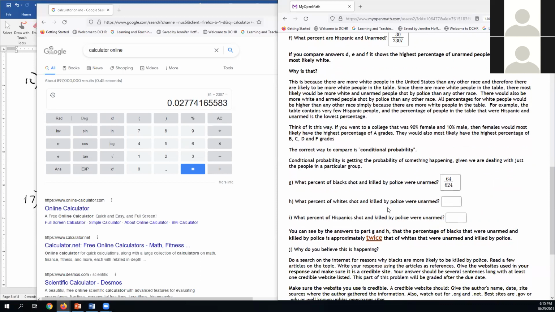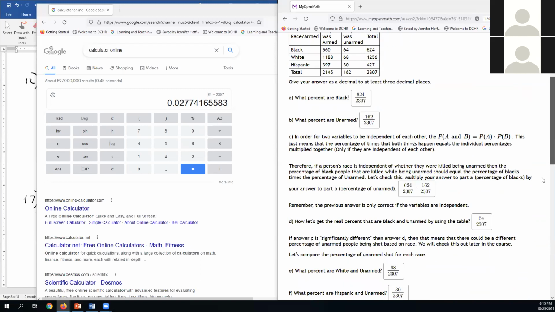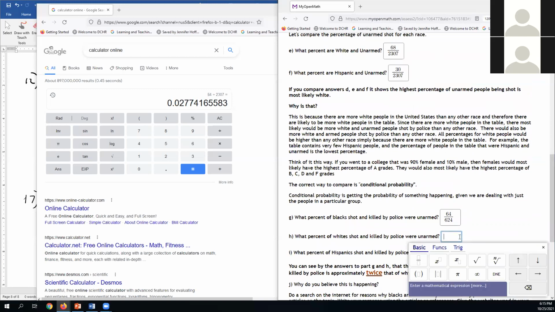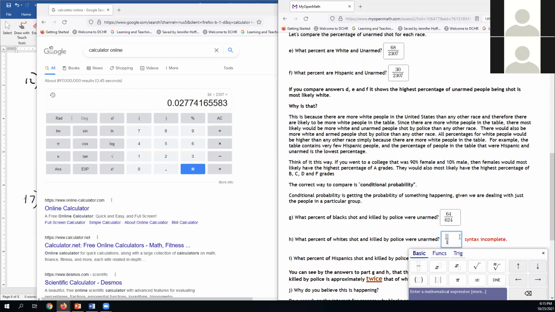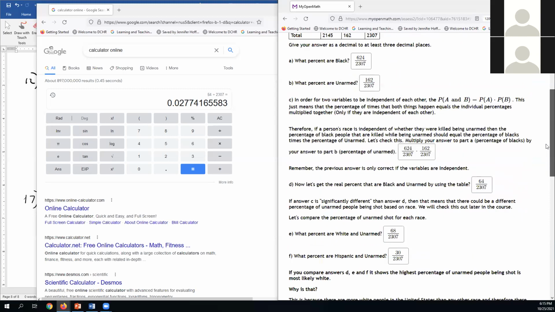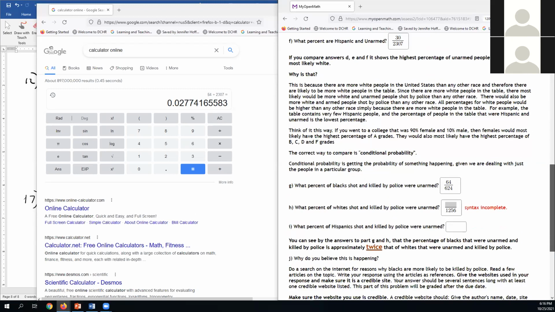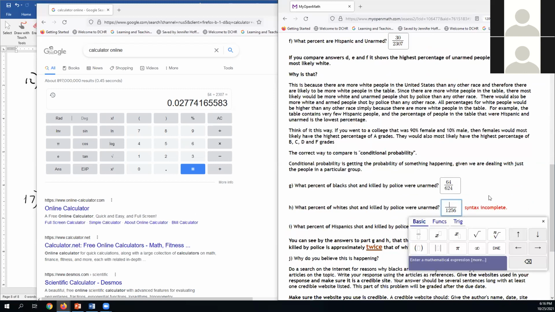What percent of whites shot and killed by police were unarmed? So this is out of white folks here, and it was 1256. So I'll put in the bottom number as 1256. You can see there's like twice as many white folks in this table as there are black folks in the table. But are there twice as many white folks that were unarmed? Well, of the 1,256 white folks that were killed by the police, 68 were unarmed. Now, this is where you see the difference.